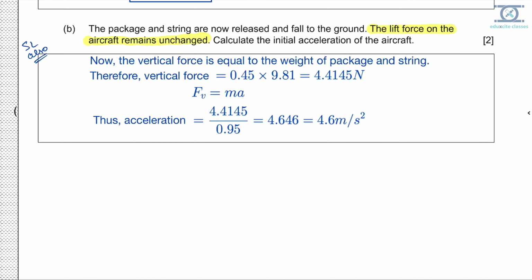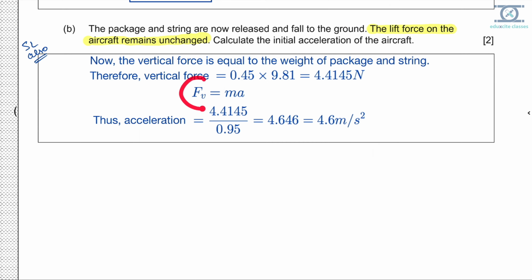So in that case, now the vertical force is equal to the weight of the package and the string. The vertical force is what is moving the object in the upward direction, because that force, the weight, has been released. Now this weight will be responsible in the upward direction, so that it will move in the upward direction. So that is 0.45 into 9.81.